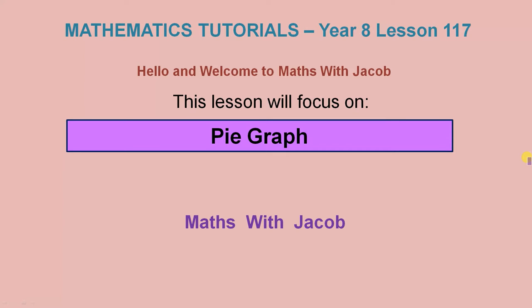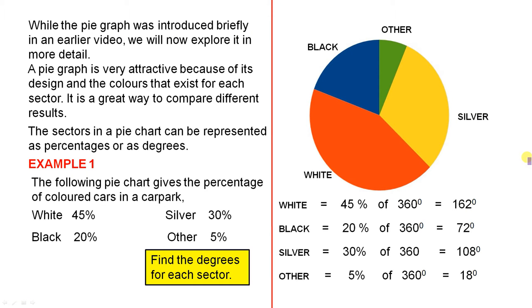This lesson will focus on pie graphs. While the pie graph was introduced briefly in an earlier video, we will now explore it in more detail. A pie graph is very attractive because of its design and the colours that exist for each sector. It is a great way to compare different results. The sectors in a pie chart can be represented as percentages or as degrees. Let's have a look at some examples to illustrate these two situations.